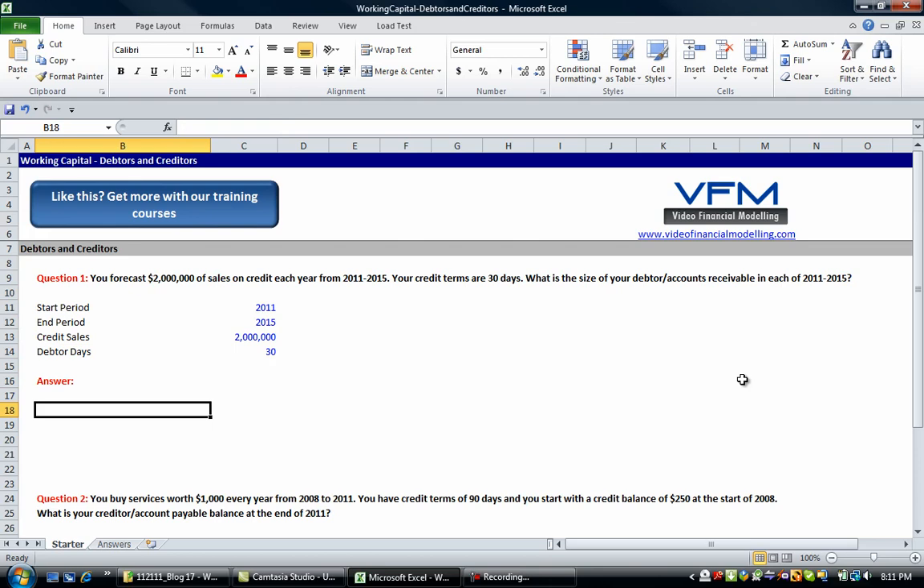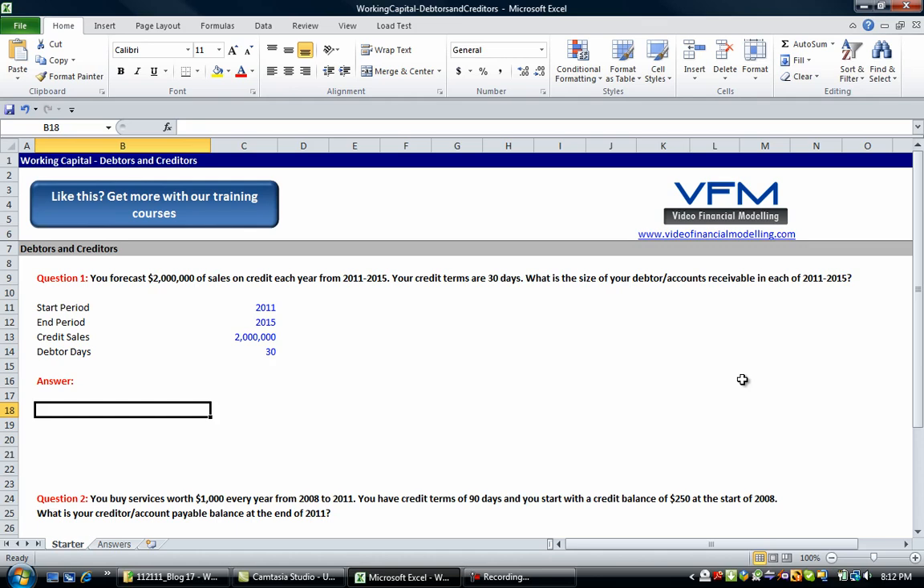Okay, so the first question says you forecast $2 million of sales on credit each year from 2011 to 2015. Your credit terms are 30 days. What is the size of your debtor or accounts receivables in each of 2011 to 2015?